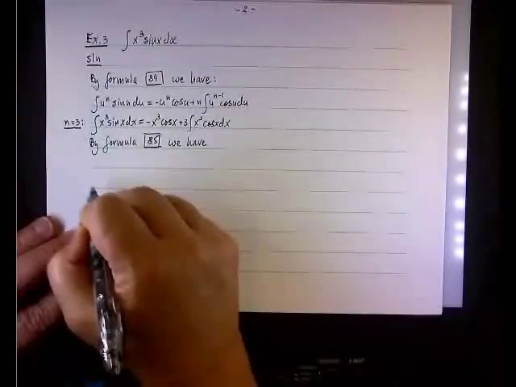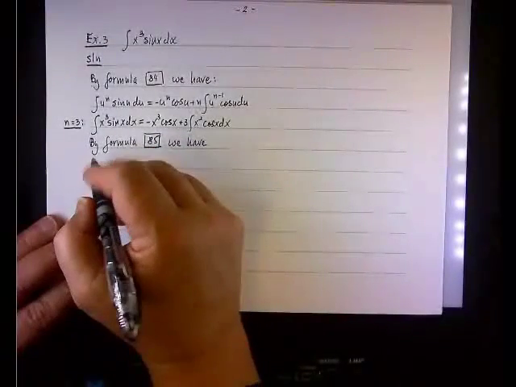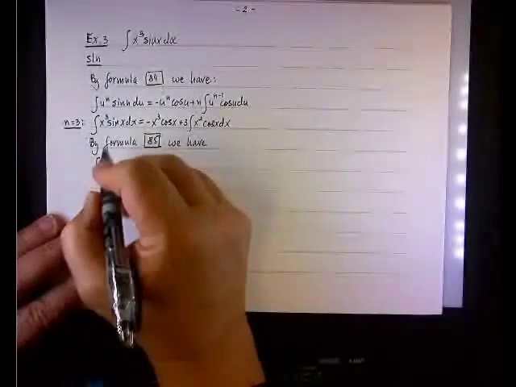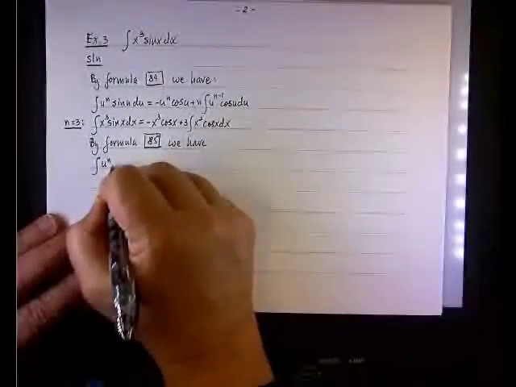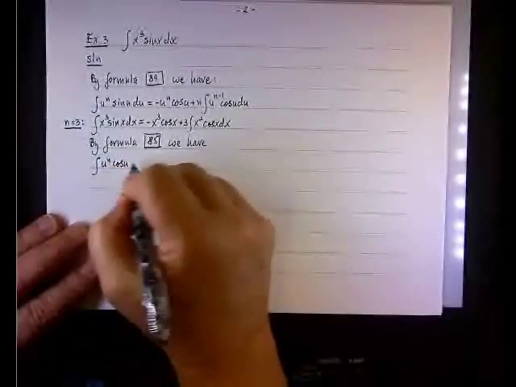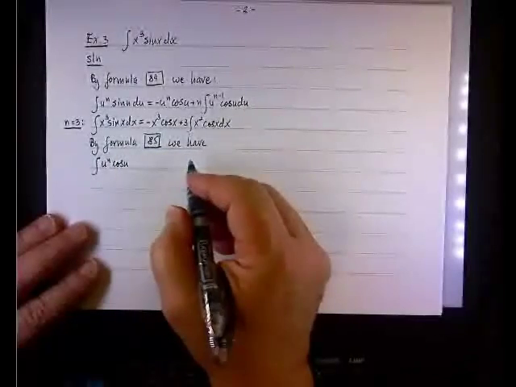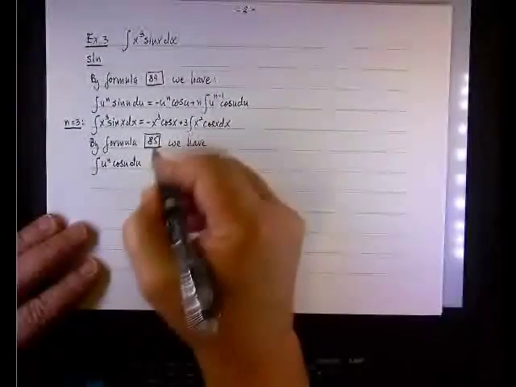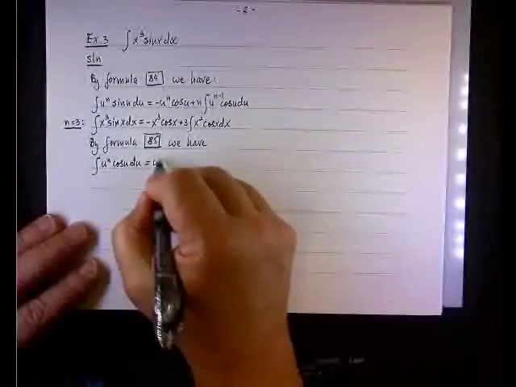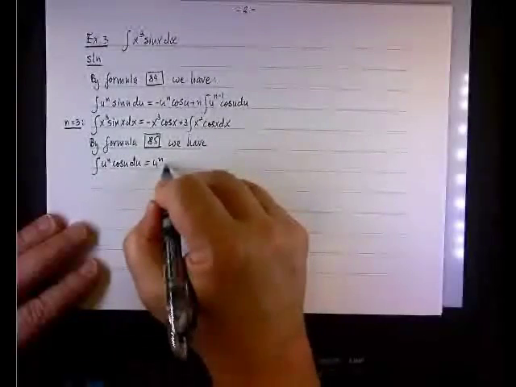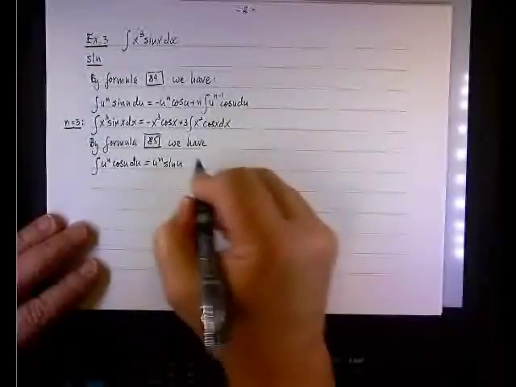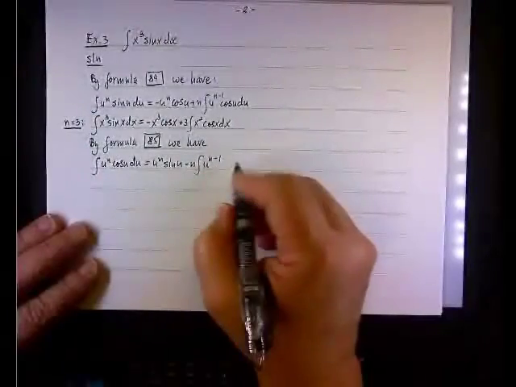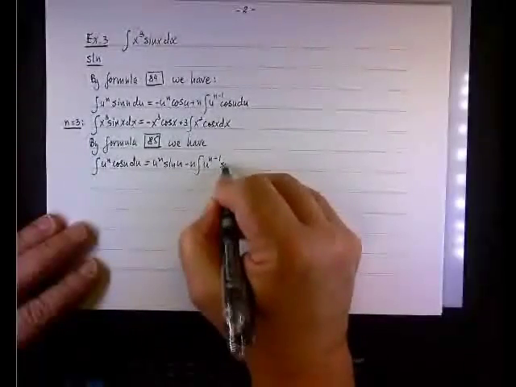85. 85. So let's see what 85 tells us. The integral of u to the n cosine u. The difference between 85 and 84 is that one has u to the n sine and the other u to the n cosine. So it will be u to the n sine u minus n times the integral of u to the n minus 1 sine u du.